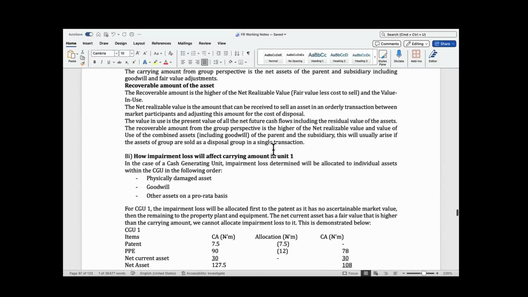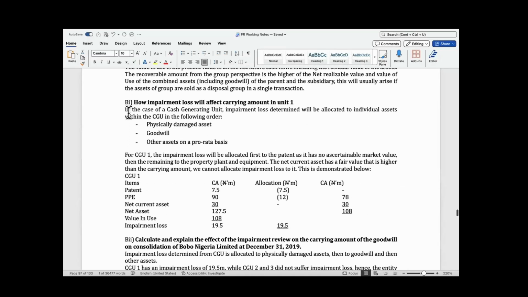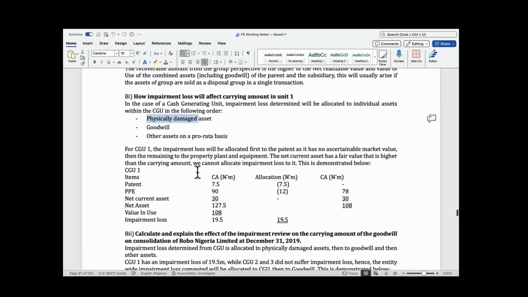And this is how I explained. I said, in the case of a CGU, impairment loss determined will be allocated to individual assets within the CGU in the following order: physically damaged assets, goodwill, and other assets on a pro rata basis. I said for CGU1, the impairment loss will be allocated first to patent as it has no ascertainable market value, then the remaining to PP. I said the net current asset has a fair value that is higher than its carrying amount, so we cannot allocate impairment loss to it. And this is demonstrated below.